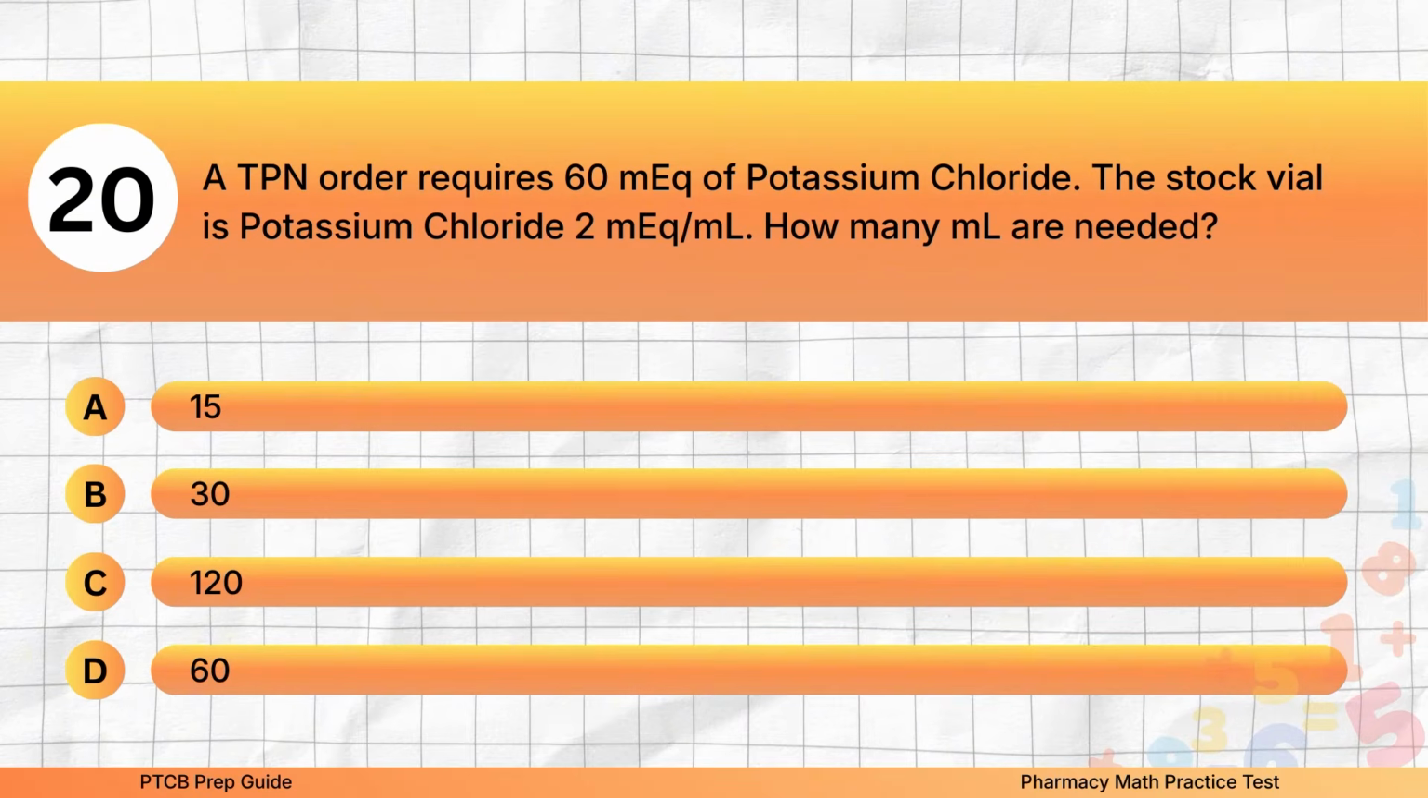Let's tackle an electrolyte calculation. A TPN order requires 60 milliequivalents of potassium chloride. The stock vial is potassium chloride 2 milliequivalents per milliliter. How many milliliters are needed? Options: A, 15, B, 30, C, 120, or D, 60. Hit pause. Don't let the units confuse you.